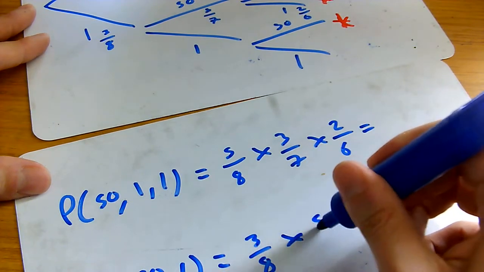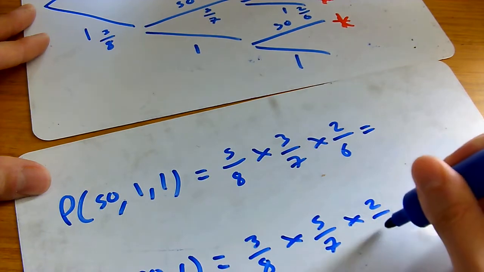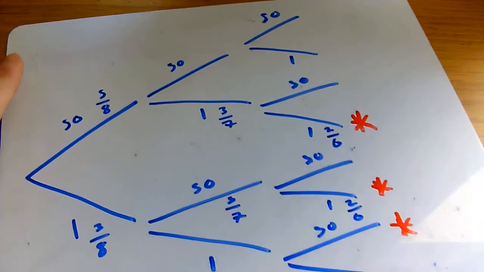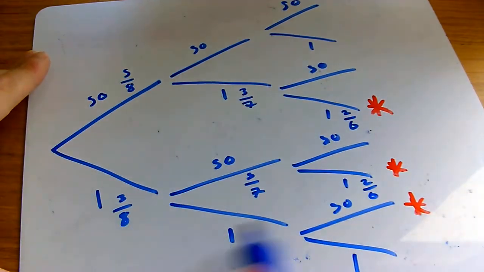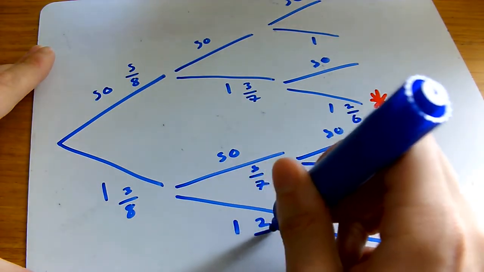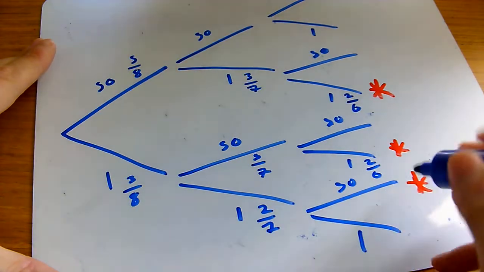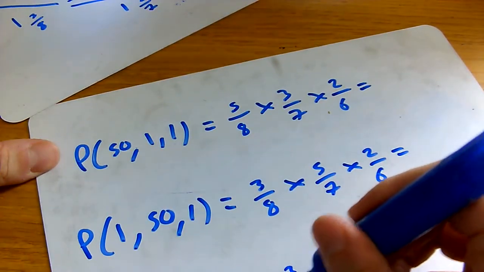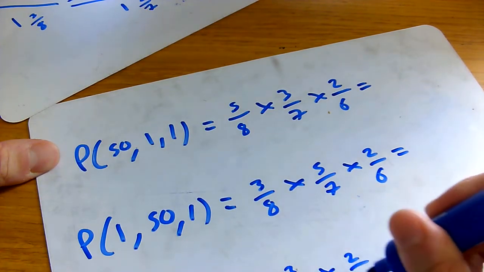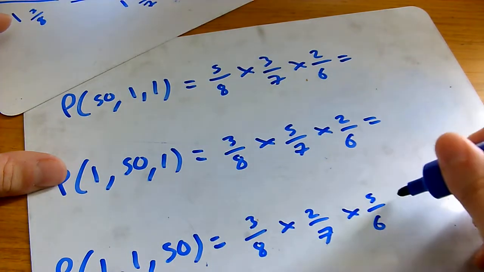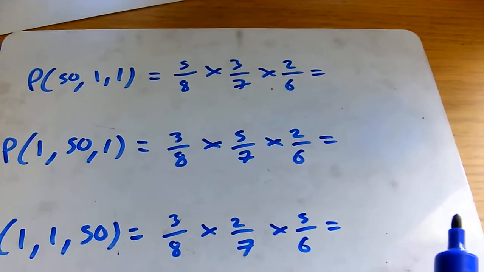So I'll put these in. 3/8 multiplied by 5/7 multiplied by 2/6. You might have already started to spot a pattern with these numbers, which will become even more obvious now. Okay, so £1, £1.50, so £1 we've already got that 3/8. Getting a pound again at this stage would be 2/7, and then getting the 50p there, 5 out of 6. Okay, so that's going to be 3/8 multiplied by 2/7 multiplied by 5/6.